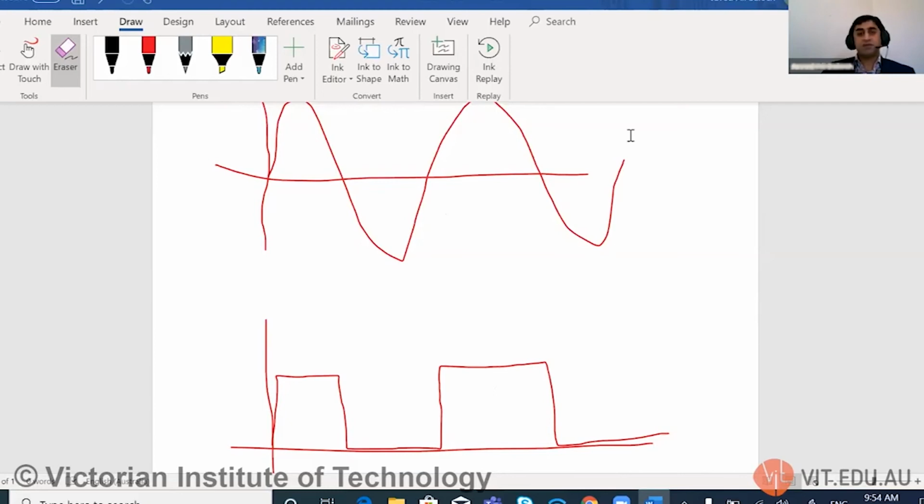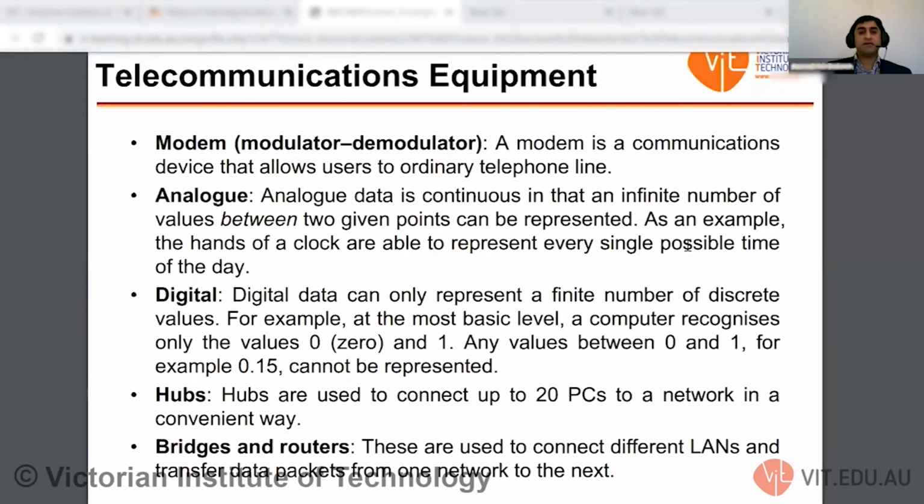Analog data is a continuous signal. It can be represented between any point. An example of an analog signal is the way a clock represents every single possible time of the day, whereas digital signals are discrete signals. With a digital signal, it's either a 0 or it's a 1, and that's how computers actually work.